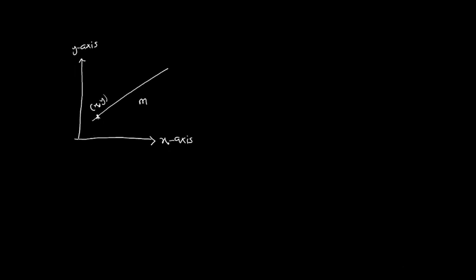Now there are two ways you can do that. You can first of all use the equation of a straight line formula, which is y is equal to mx plus c. This is the equation of a straight line. So from here, all you do is you substitute the values of x and y into this equation to find the c, which is the constant.